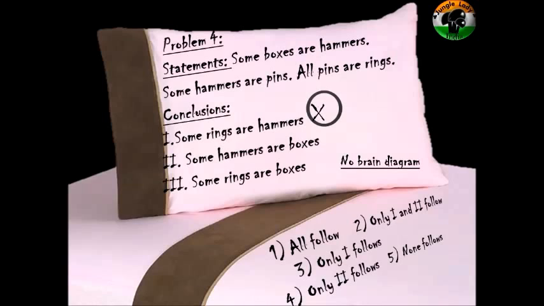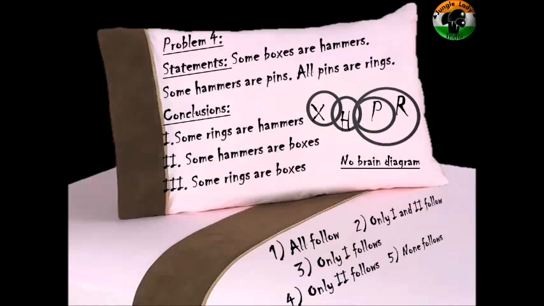Here I am using X to denote boxes and H to denote hammers. Okay, I get an intersection. Whatever letter you want, you can have. Make sure you could map them very perfectly, right? Now next one is some hammers are pins. So I'm going to draw an intersection between hammers and pins like this. And now they say all pins are rings. So all pins, so P must be the inner circle and ring should be the outer circle like this, right?